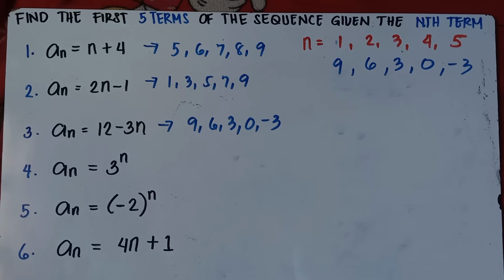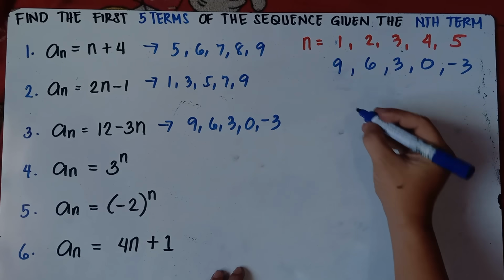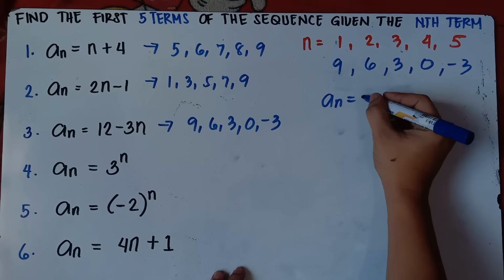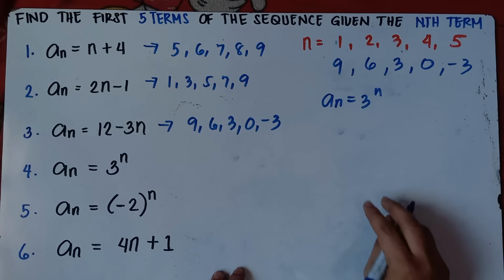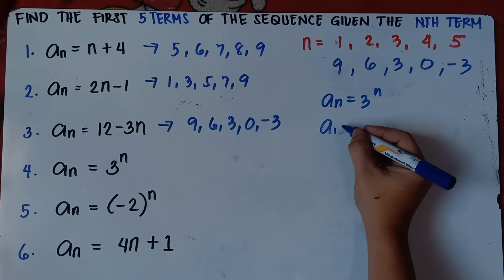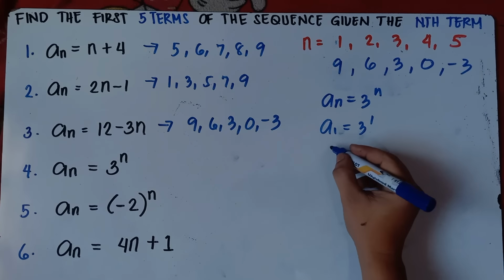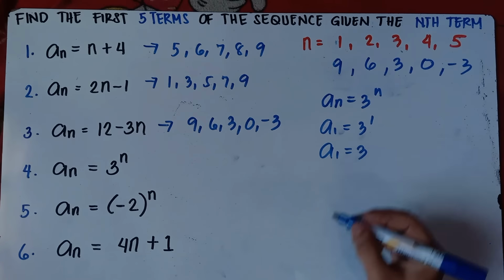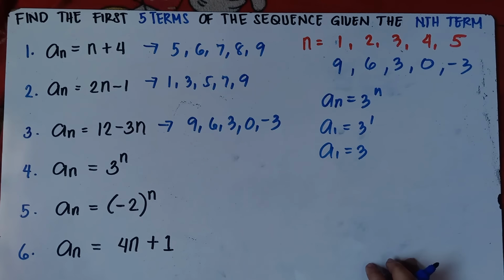Alright, let's try number 4. For number 4, a sub n equals 3 raised to the power of n. If n is 1, the first term will be 3 raised to the power of 1. A sub 1 is simply 3. Just copy 3, class.